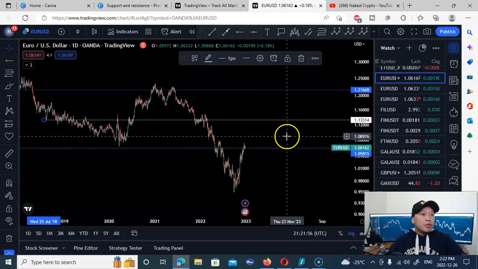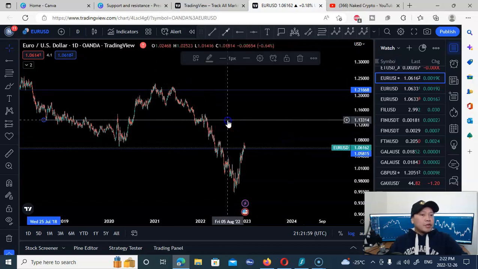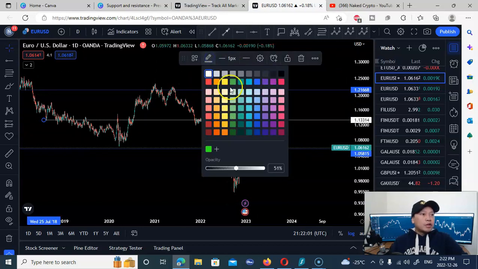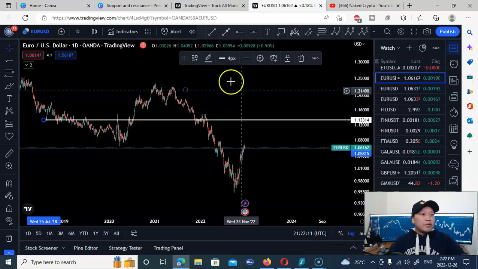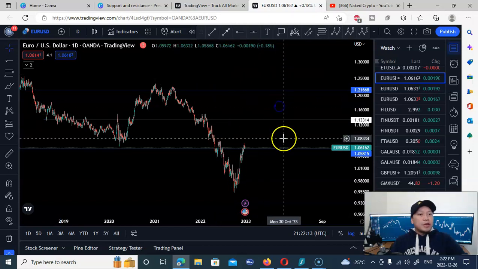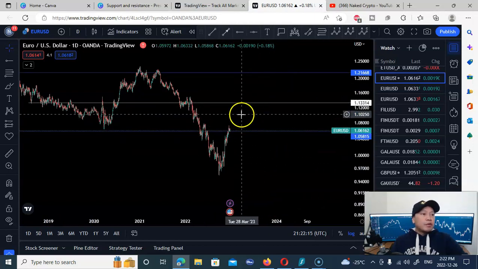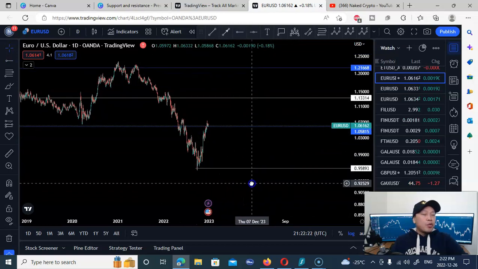Let's put it in white so that we can see more. You can also change the colors here, and you can also change how thick it is. So let's say 4, but it's too thick. It's up to you guys. So anyway, right now these are the levels that we are going to watch.